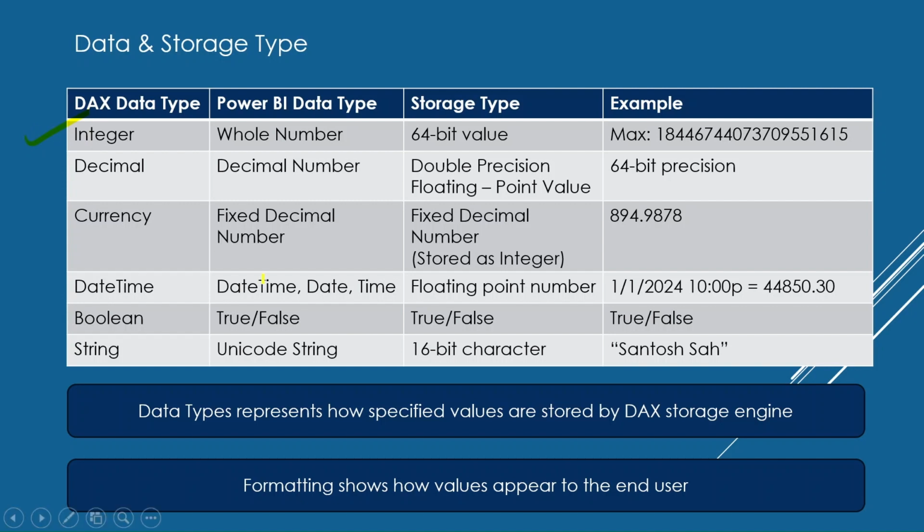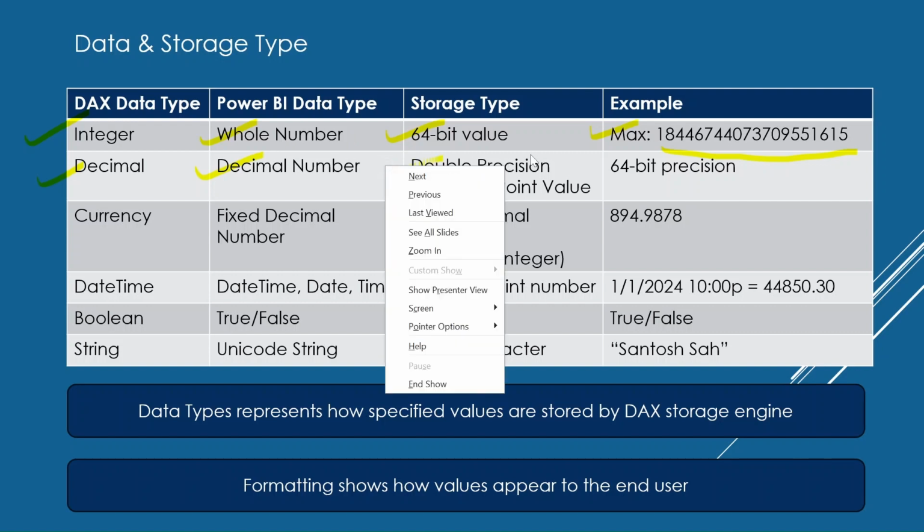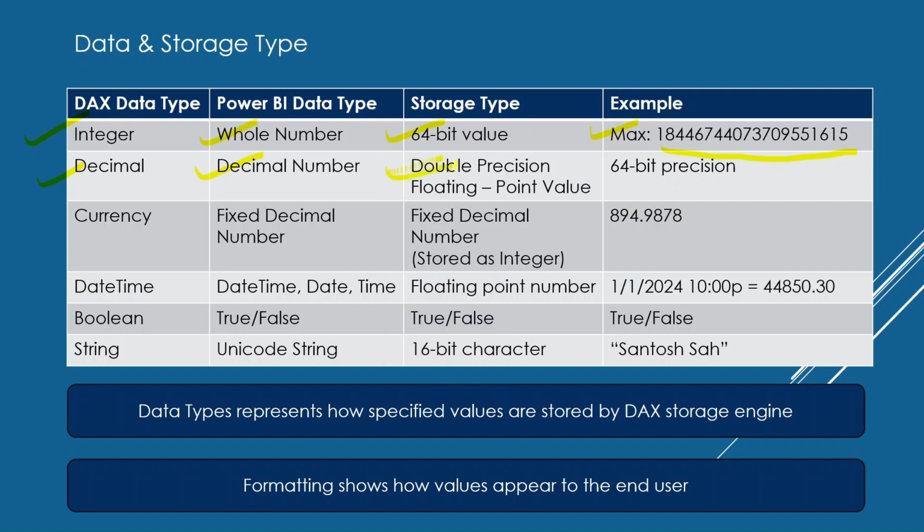So the integer data type is stored in Power BI as a whole number. The storage type is 64 bits, and the maximum value you can store in the integer data type is this much. Second, the DAX data type is decimal. The data stored in Power BI would be a decimal number, and the storage type is double precision floating point value, stored with 64-bit precision.